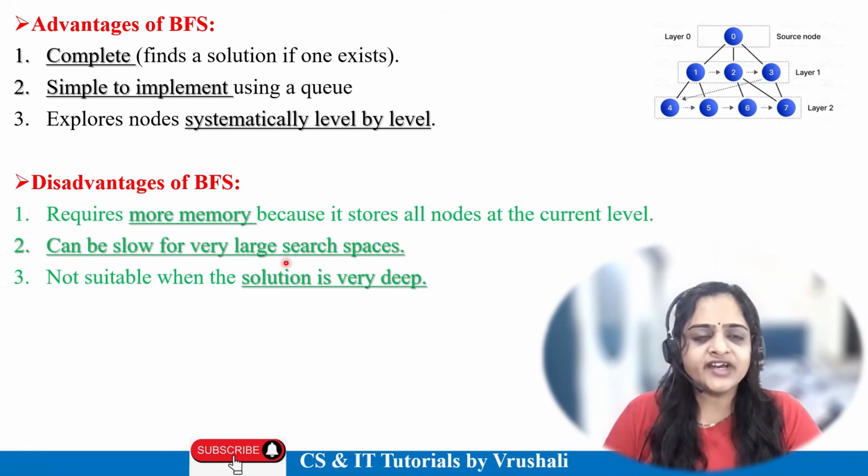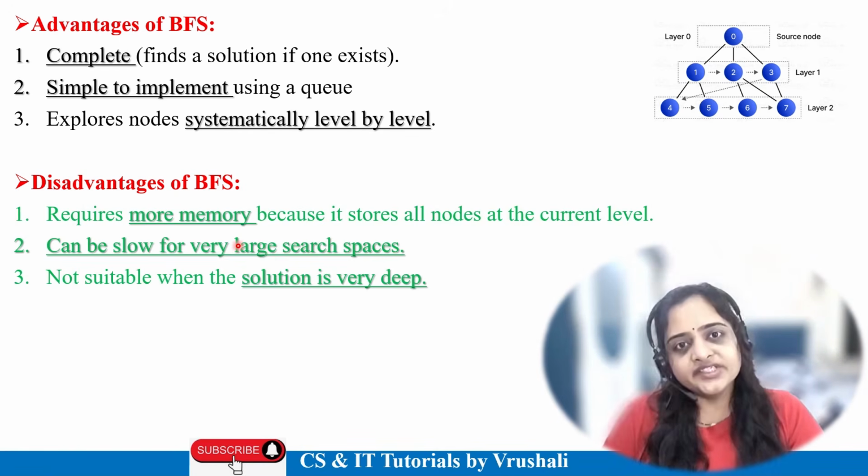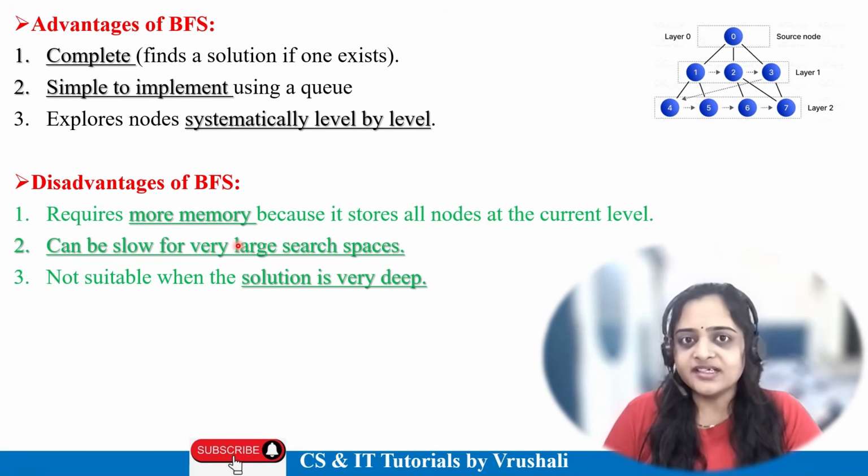Now, as per the disadvantages, this algorithm requires more memory because it uses a queue data structure that stores all the visited and exploring neighbor nodes, right? So it requires more memory, and it can be very slow when there are large search spaces, and it is not suitable when the solution is very deep or there is a very large amount of data.